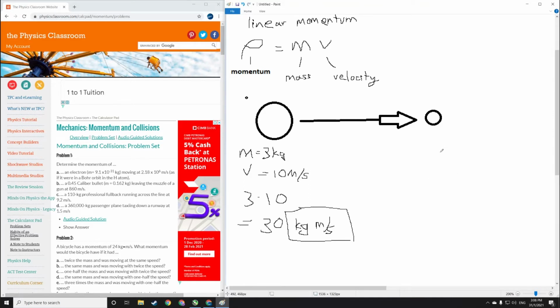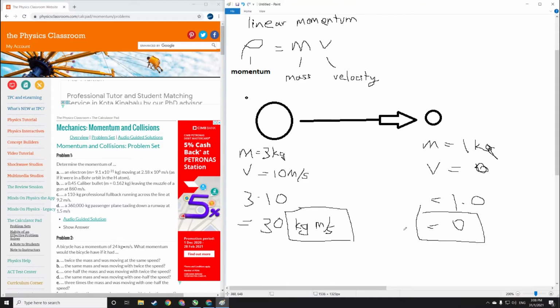Now this ball, let's say, weighs only 1 kilogram, and it has a velocity, because it's stationary, of 0. Okay? Its momentum is going to equal 0, because it's 1 times 0, so it equals 0. And then kg meters per second, which I'm just going to indicate with an apostrophe, because we don't need to write that out. Now, here's the thing.